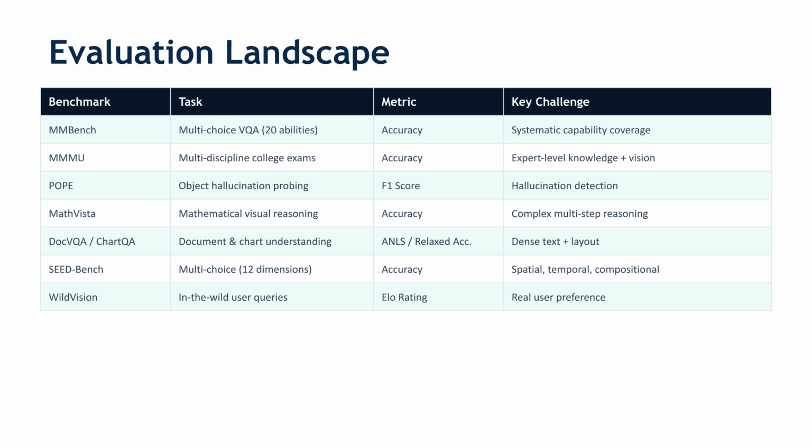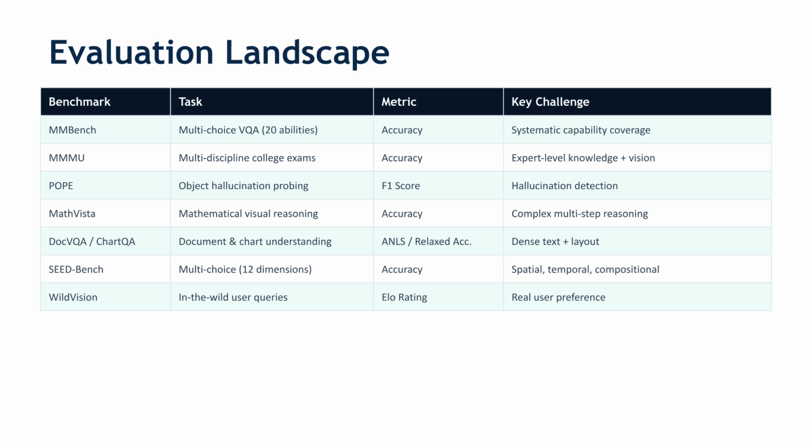DocVQA and ChartQA target document and chart understanding, using metrics like ANLS and relaxed accuracy that account for the challenges of dense text and complex layouts. SEED-Bench covers 12 different evaluation dimensions including spatial, temporal, and compositional understanding. And WildVision uses real user queries with ELO rating systems to capture actual user preferences.